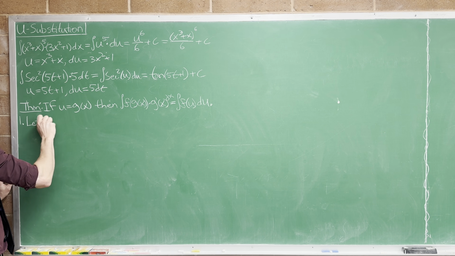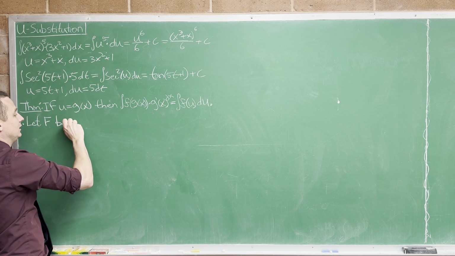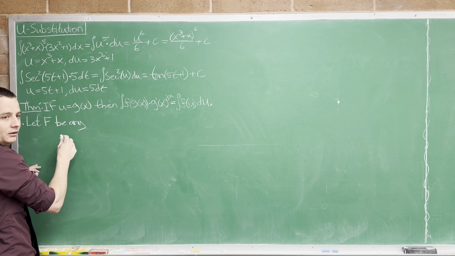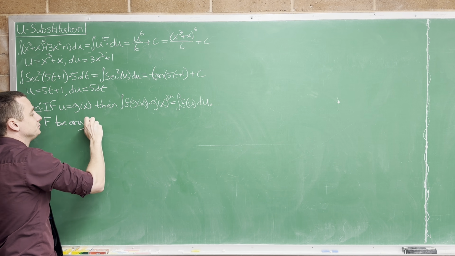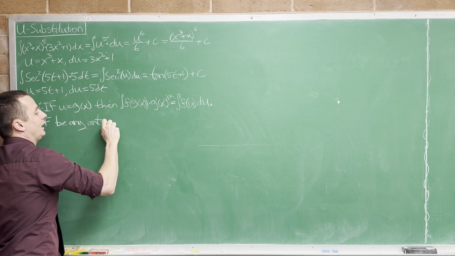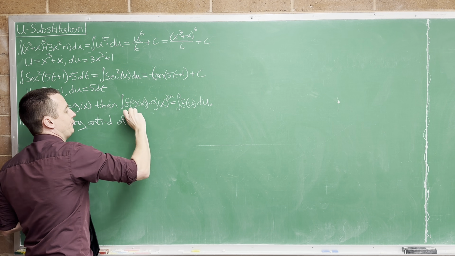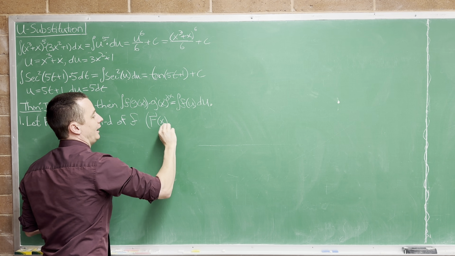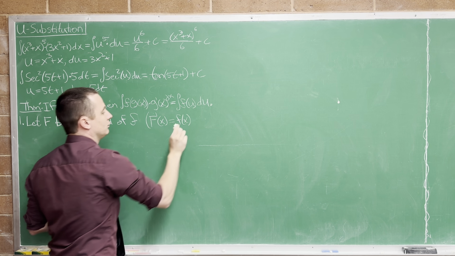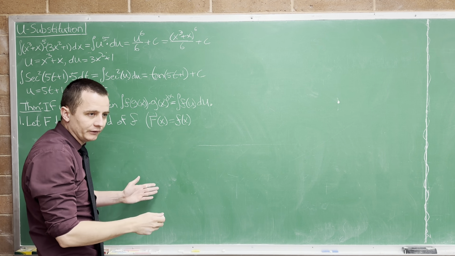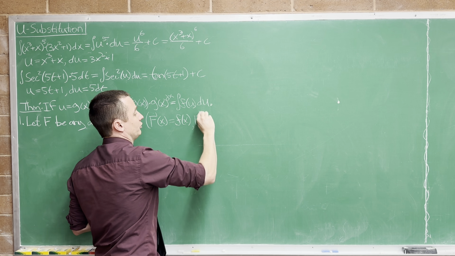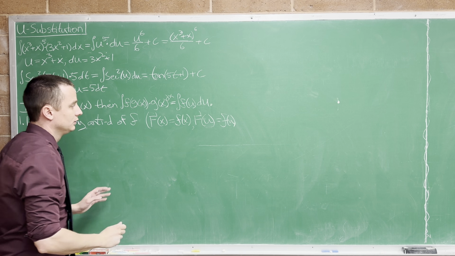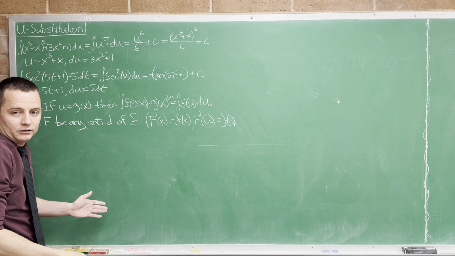I'll use big F to be any antiderivative. Remember when we calculate integrals, we could use any antiderivative we wanted. So I'll let big F be any antiderivative of f. Or in other words, what do I instantly know? I know that the derivative of big F with respect to x is the same thing as little f of x. That's what it means for big F to be an antiderivative. I also know that big F, if we were to somehow write it in terms of u, then its derivative would just be little f of u. That's what it means for big F to be the antiderivative.